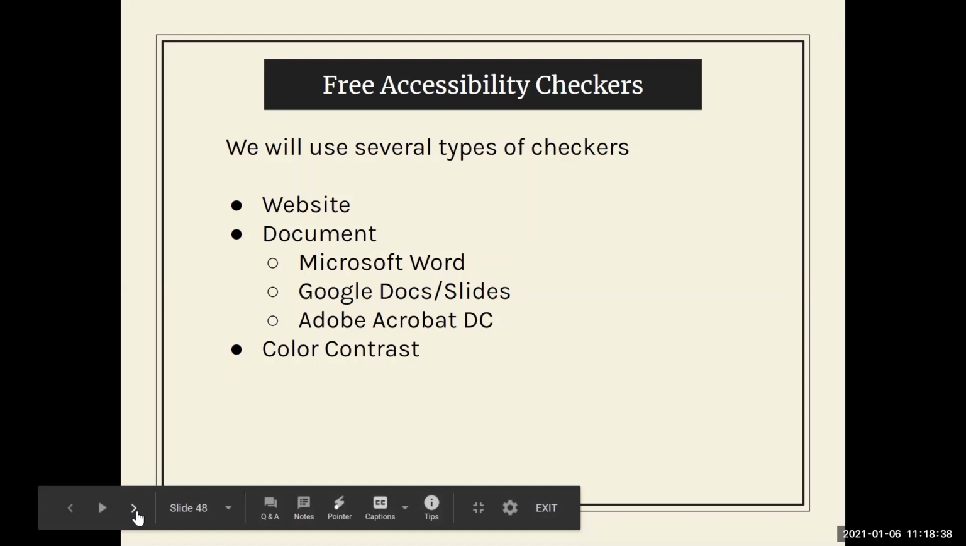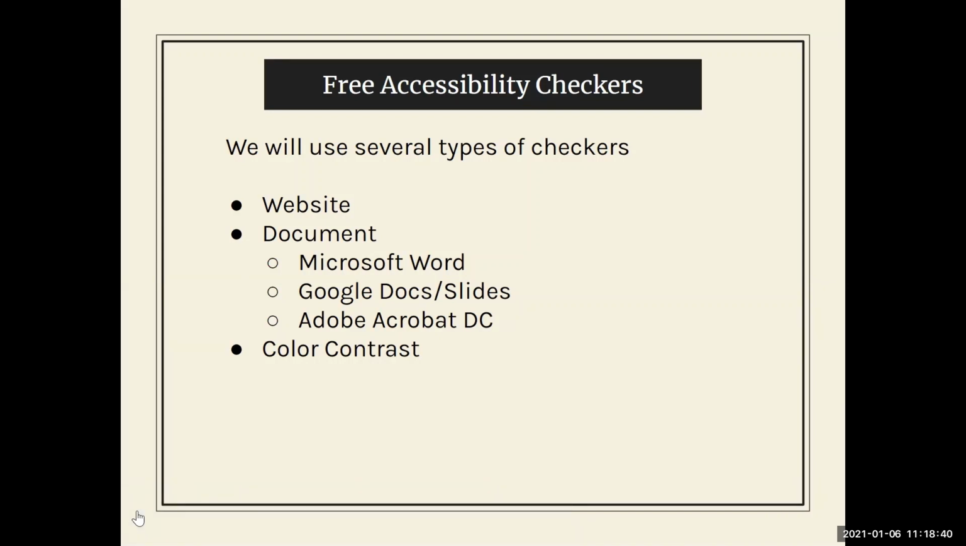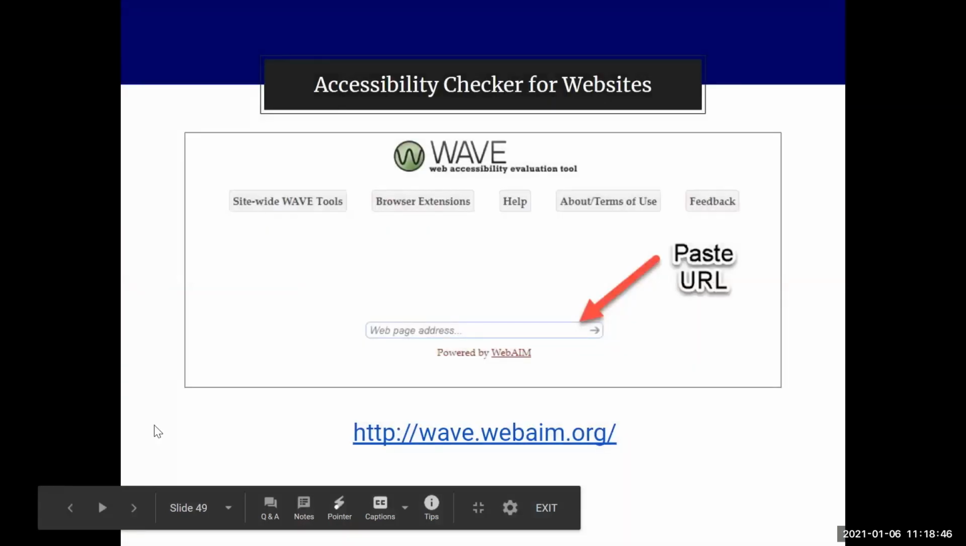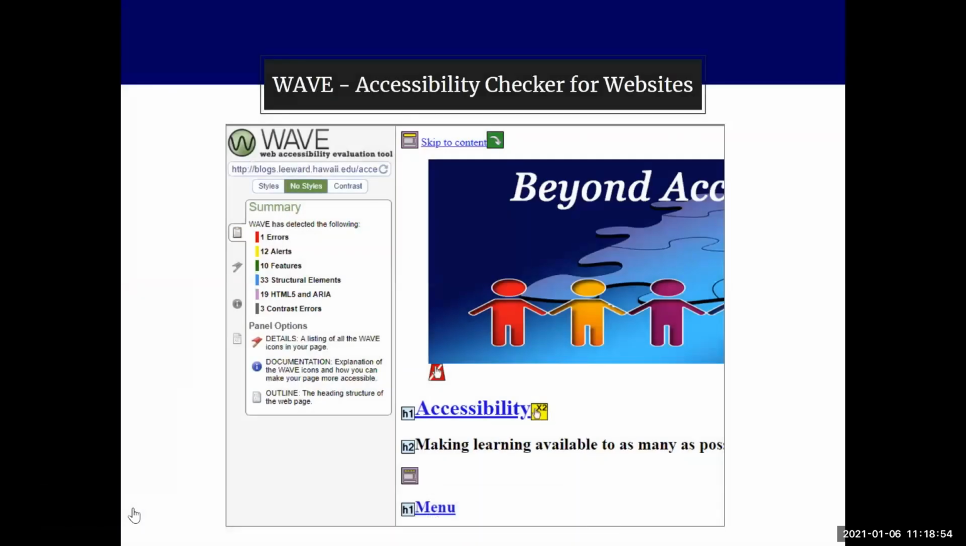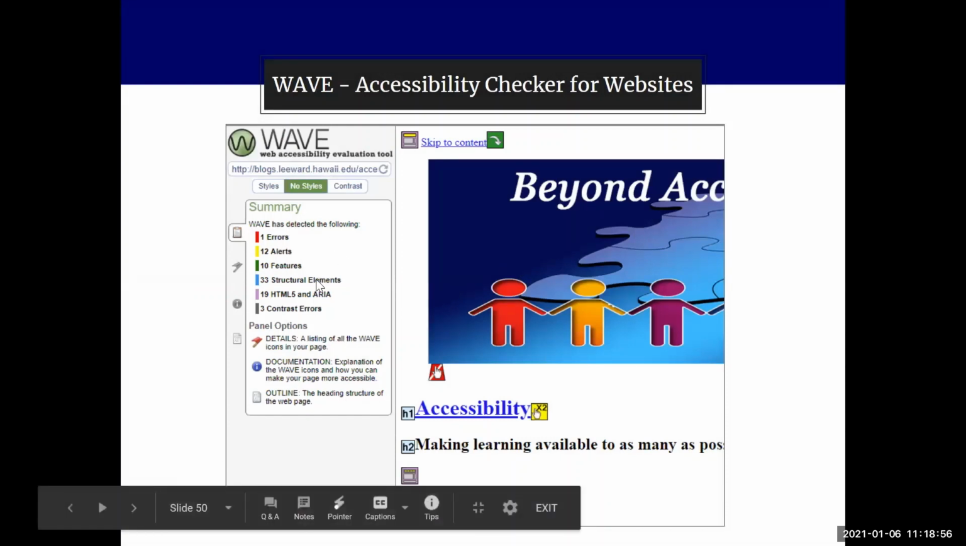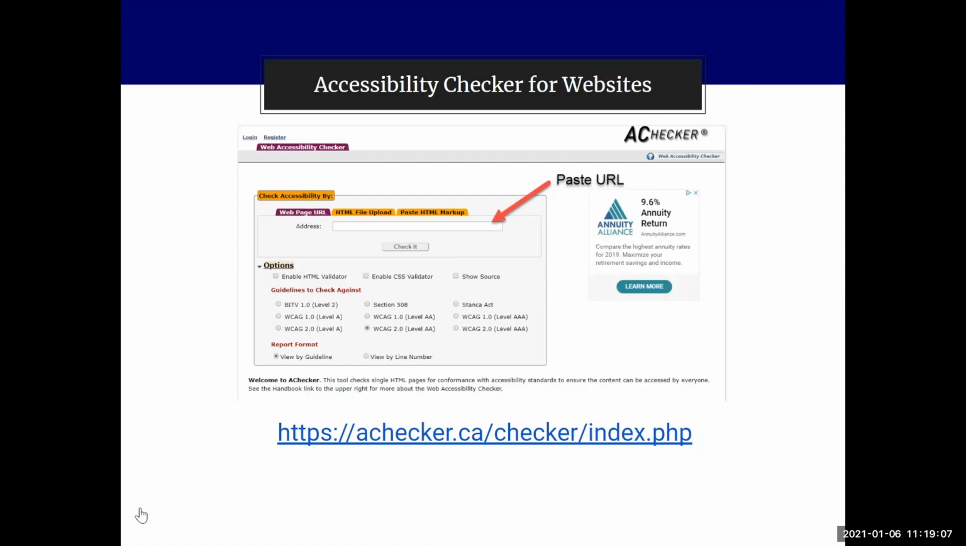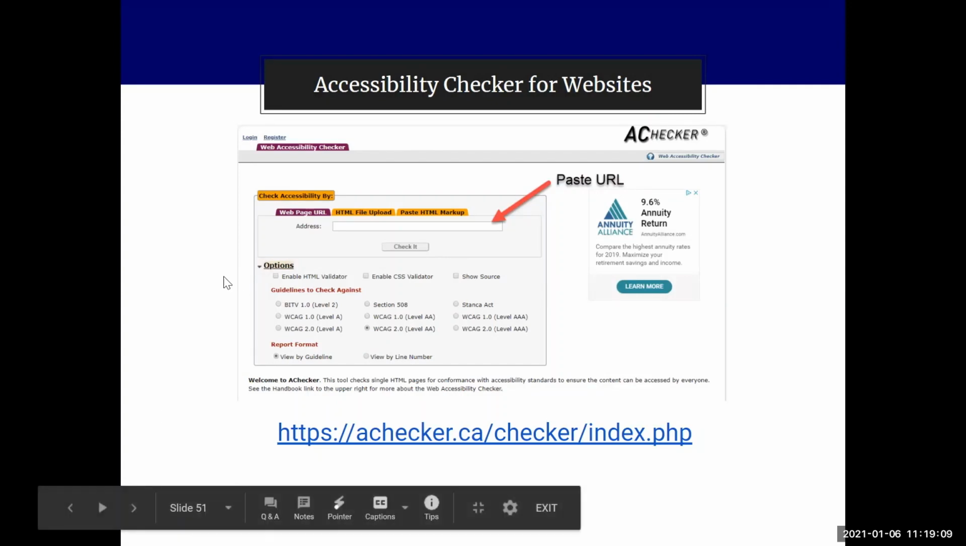We do have free accessibility web checkers for your websites, for your documents, and for color contrast checking. So there's Wave, which is an accessibility checker for your website. Basically you run your website through it, and it'll tell you what the errors are and what needs to be corrected. There's also another checker, which does the same thing. You can run your URL through there and it'll tell you how accessible your website is.